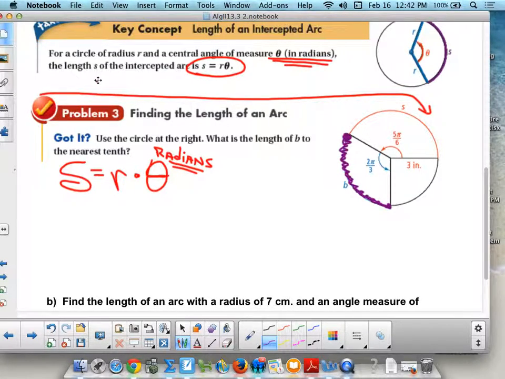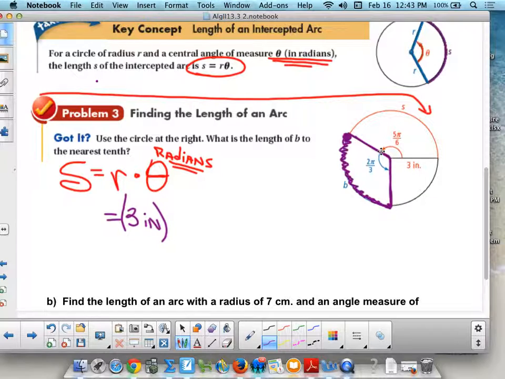You want arc length of B. There's B from there to there. Okay, what angle made up that arc? This angle right here. This angle makes up that arc. So, do we have enough information right now just to plug numbers in? Yes. Do we have the radius? Yes. 3 inches? Okay. Do we have theta in radians?